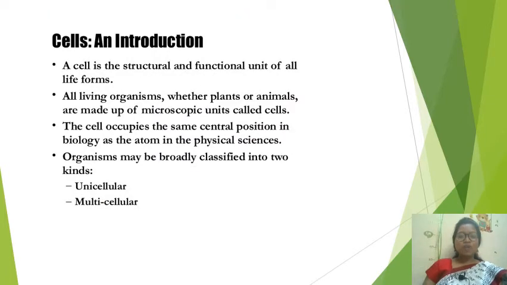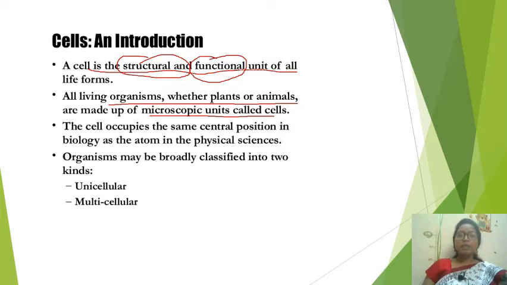So now we will study what is a cell. Okay, so cell is the structural and functional unit of all life. That means it has a specific structure and it performs certain functions. And all living organisms, whether plants or animals, are made up of microscopic units called cells. That means cells can be observed only under microscopes. That is why they are called microscopic units.